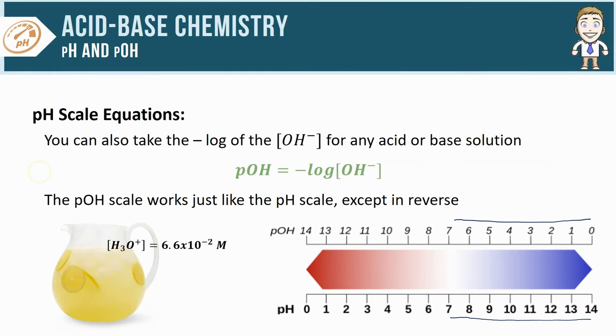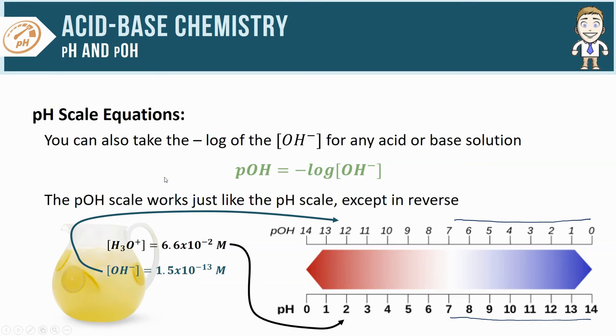Or this pitcher of lemonade, for example, that has an H3O plus concentration of 6.6 times 10 to the minus 2 M. If I take the negative log of that, it's going to tell me that the pH of my lemonade is somewhere between 1 and 2. Clearly this is an acidic solution, which we already knew because it's lemonade. If I knew the hydroxide concentration in that lemonade is 1.5 times 10 to the minus 13, so it's much less, and I took the negative log of that, I'd get a pOH that is up somewhere between 12 and 13.